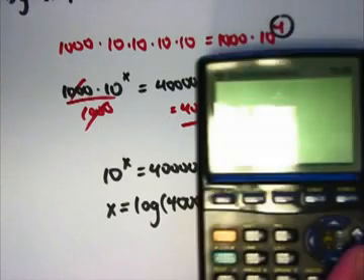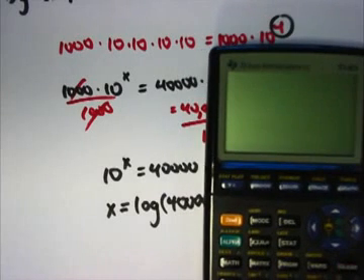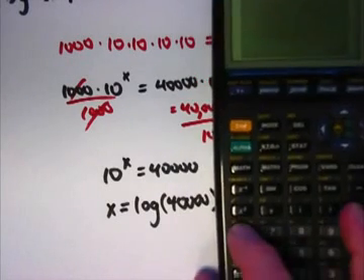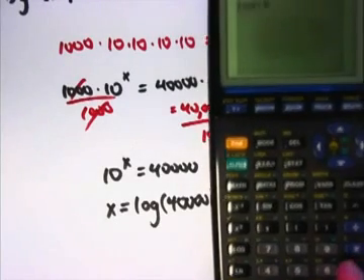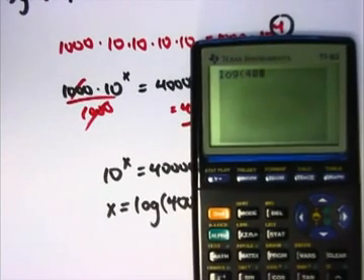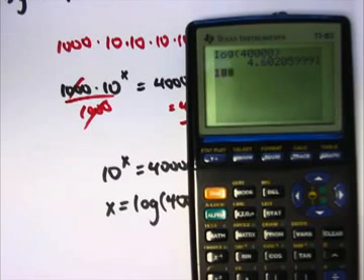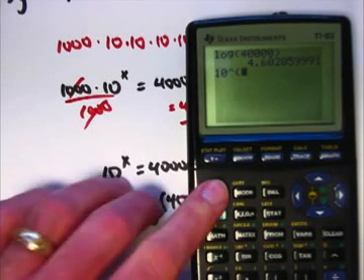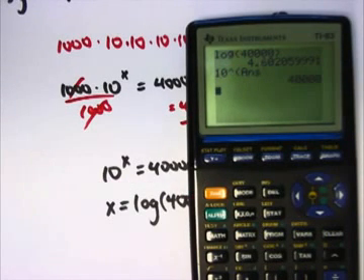And then when you type it in the calculator, if you've got a calculator like this, you hit the button that says log, and then you type in 40,000, and it was about 4.602. If I want to check it, I take 10 and raise it to that power, and I get 40,000.